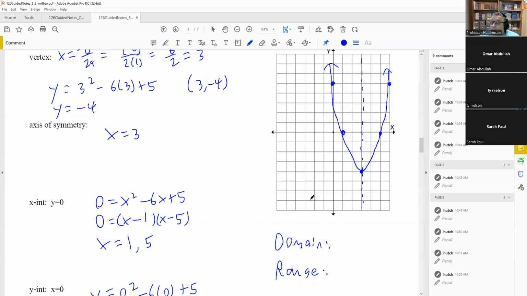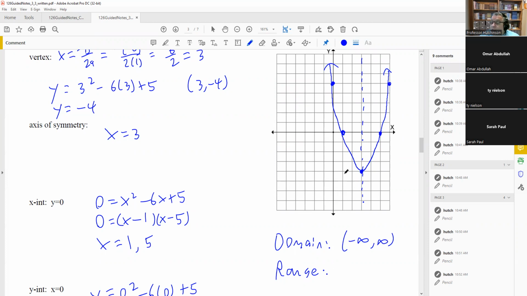The domain for all the quadratics in this section is always going to be negative infinity to positive infinity no matter what. That's because there are no restrictions on what x values you can use. There's no division by 0, no square roots of negative numbers. So any x value will work in the original equation that we have here.